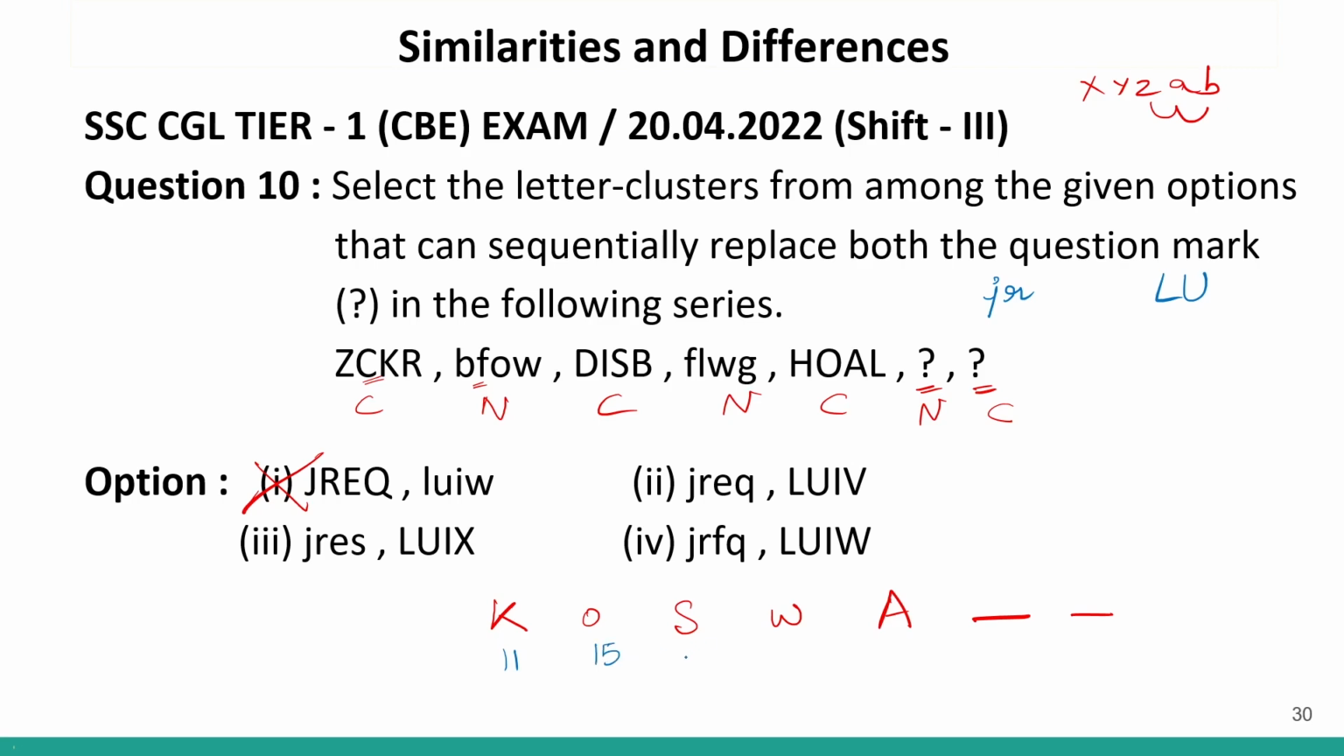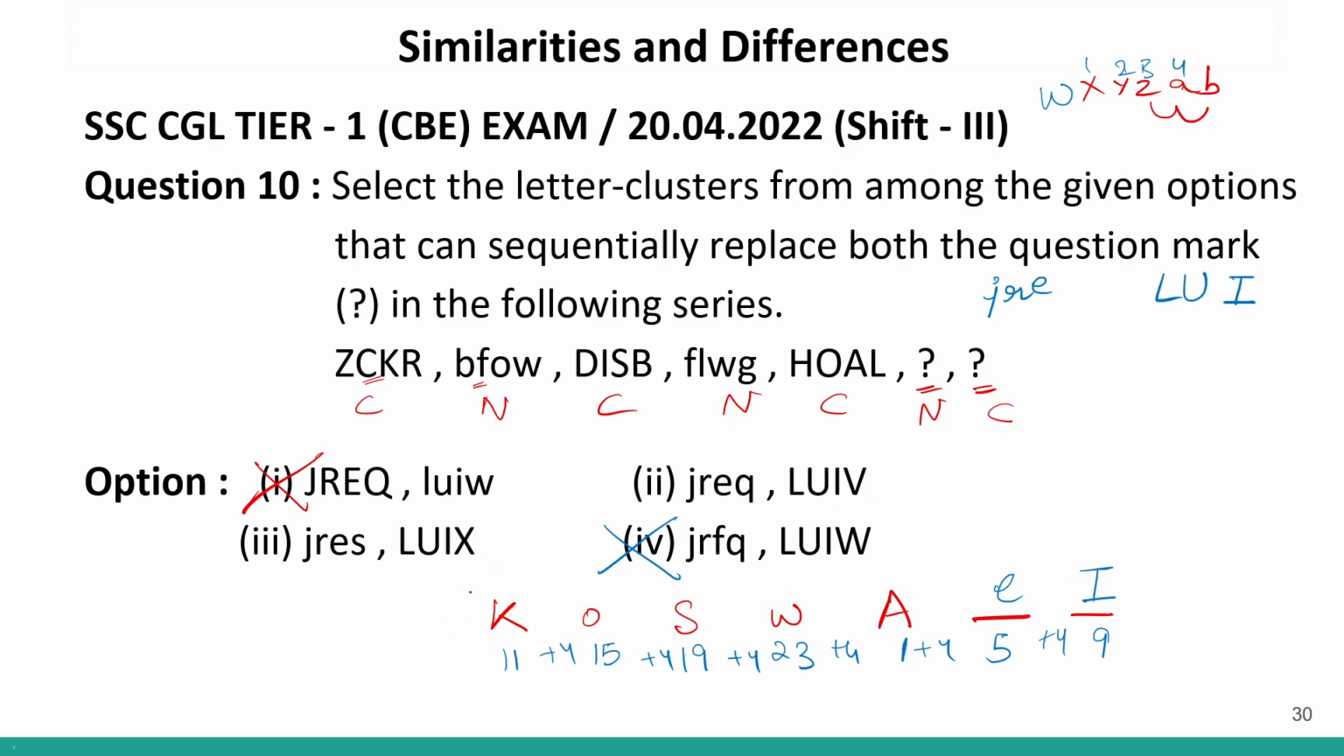Similarly, S is 19, this is 23, and this is 1. So plus 4, plus 4, plus 4, and here also 1, 2, 3, 4. So plus 4. So if I go plus 4 here, I'll get 5th rank, which is E. Correct? And plus 4 here, I'll get 9th rank, which is I. So this will be E and this will be I. So out of the given options, I can eliminate option number 4. Over here, we have GREQ and LUIV and GRES and LUIX.